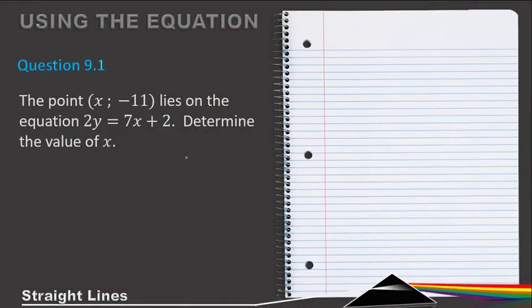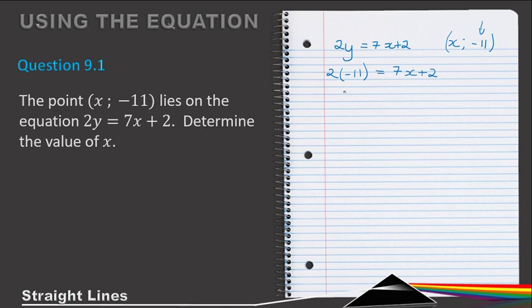Right, 9.1. So the point (x, -11) lies on the equation. Determine the value of x. So our equation is 2y equals 7x plus 2, and my point is (x, -11). So what I'm going to do is just substitute in for y the minus 11. So in place of y, I write 2 times minus 11 equals 7x plus 2. And then I just solve for x.